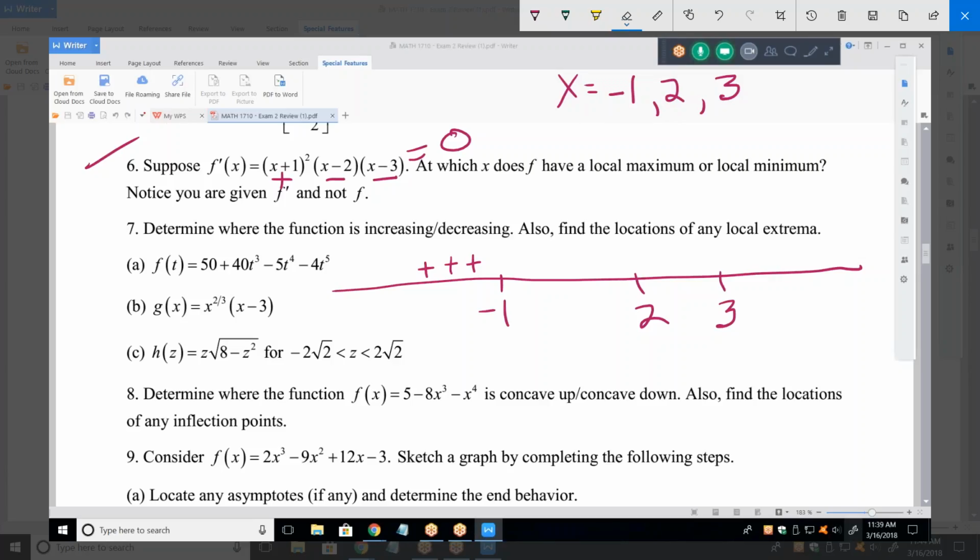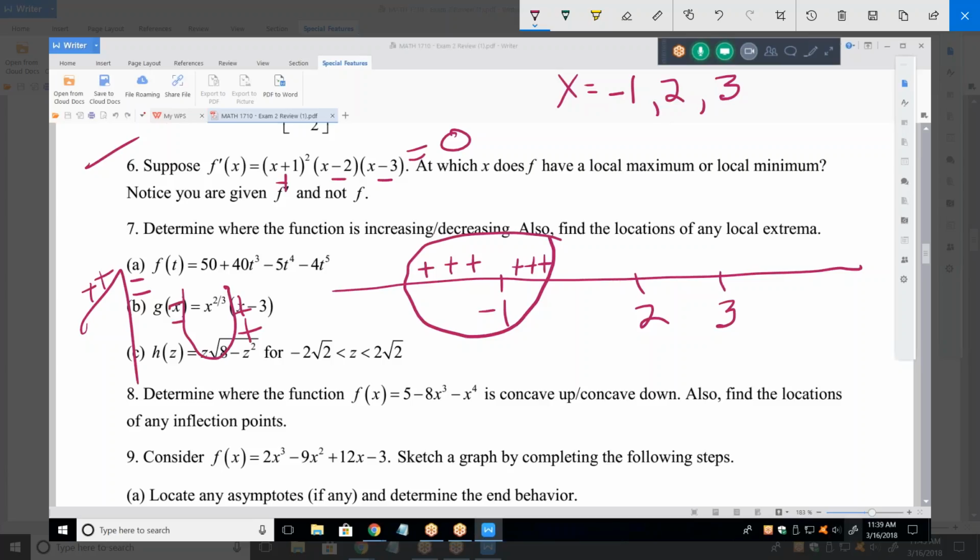When I say pick a number, I really mean pick the easiest number. And 0 is a very easy number here. That's plus, that's minus, still plus. Notice what that tells you about this point. The signs did not change left or right. Well, if you have a minimum or a maximum, they always change. A maximum goes from plus to minus. If I have a minimum, it goes from minus to plus.